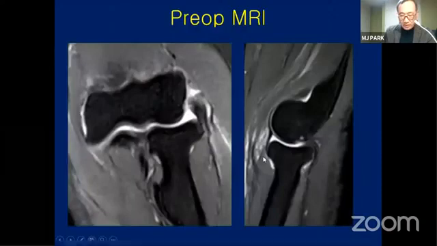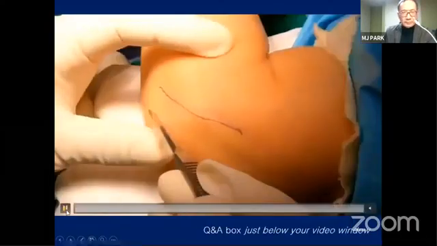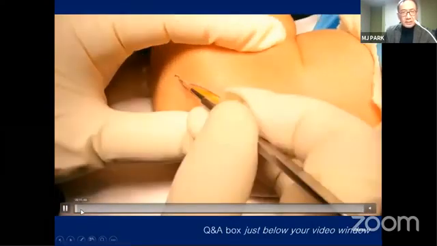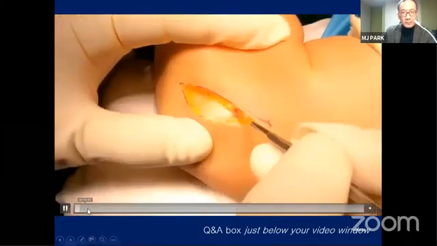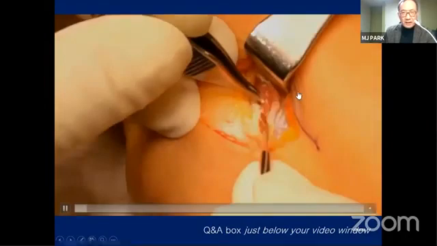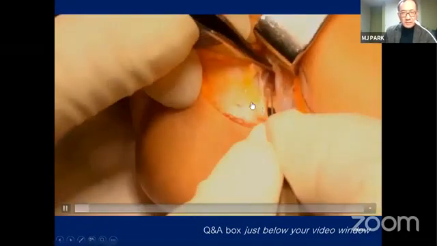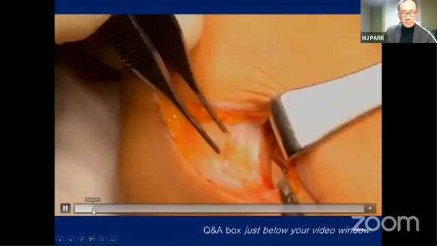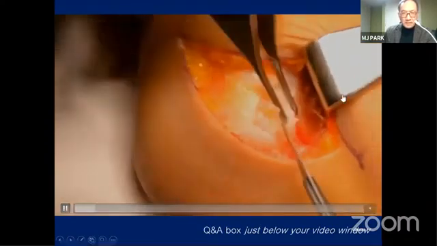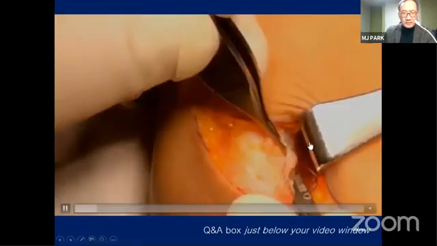So I'd like to show a short video of a case with lateral epicondylitis and complete rupture of the lateral ligament. So after the incision, first I dissect between the ECRL muscle and the ECRB tendon. And I excise the degenerated neural lesion.